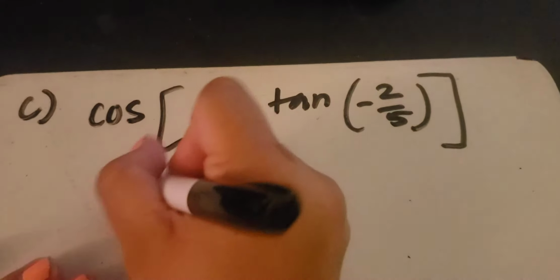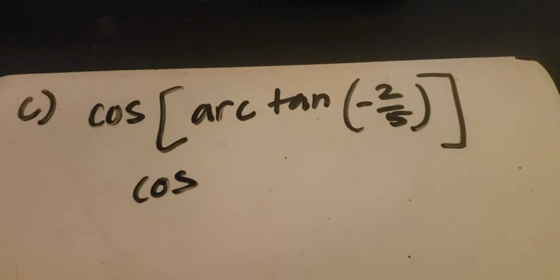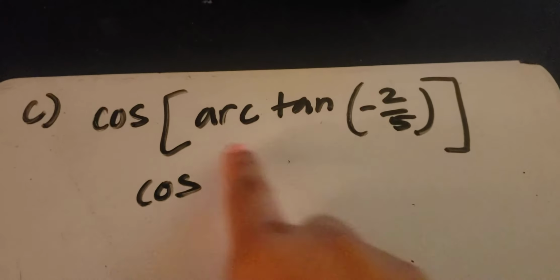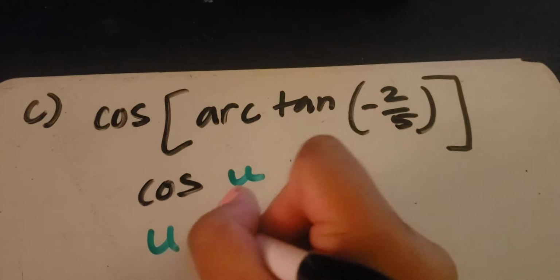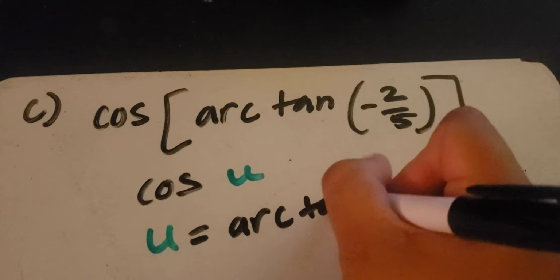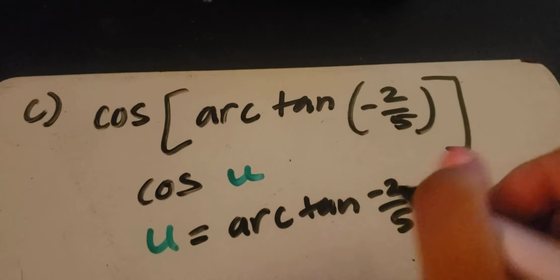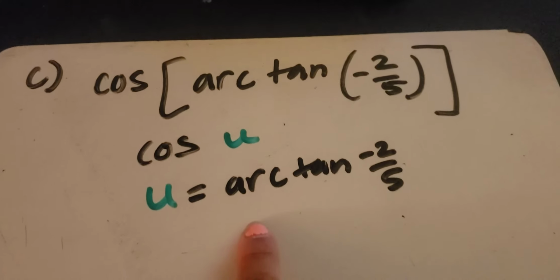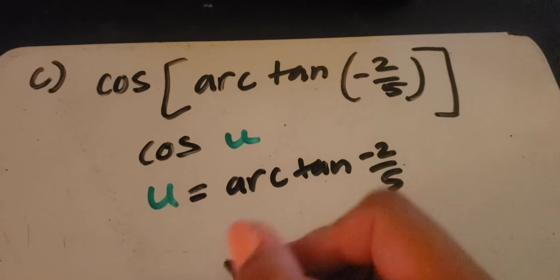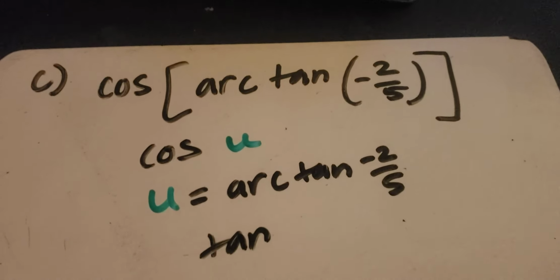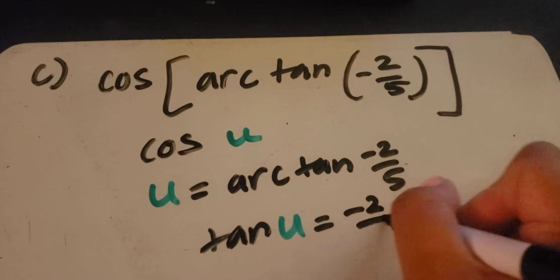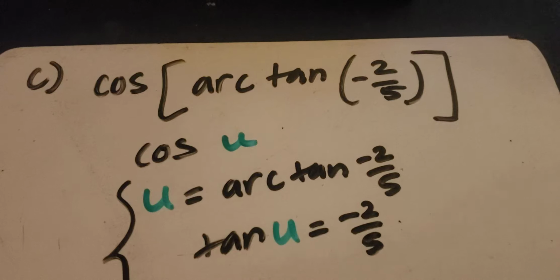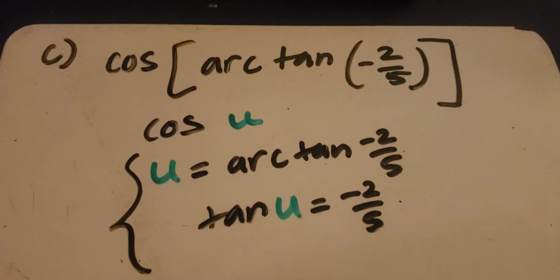So cosine of u, okay? U is going to represent what's inside my parentheses. So u will be arc tangent of -2/5, okay? And remember, I can rewrite any inverse function as tangent of u equals -2/5, okay? This is a property. We learned that in day 1.